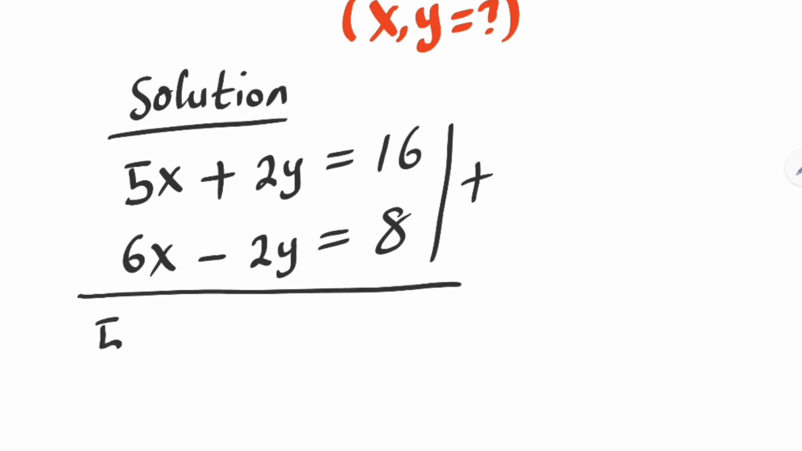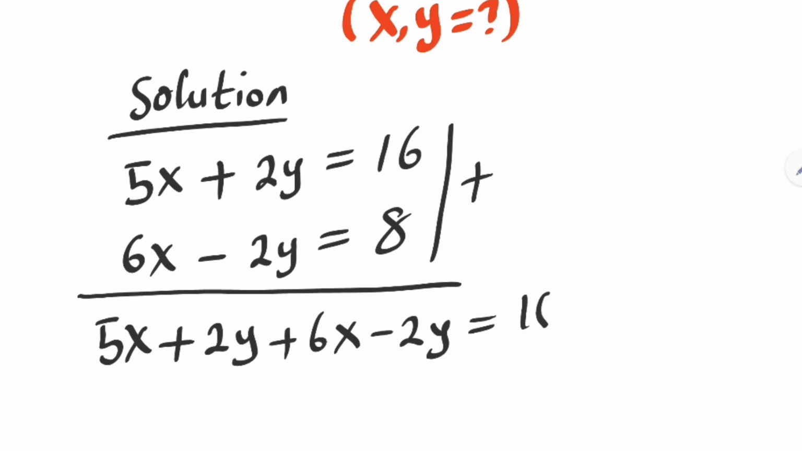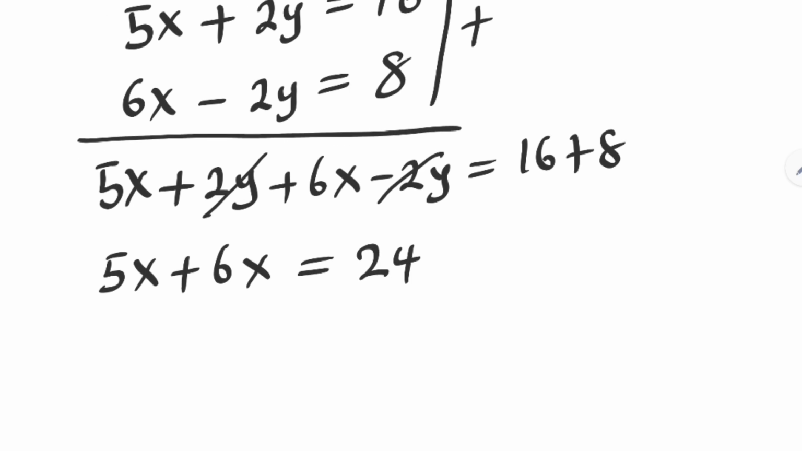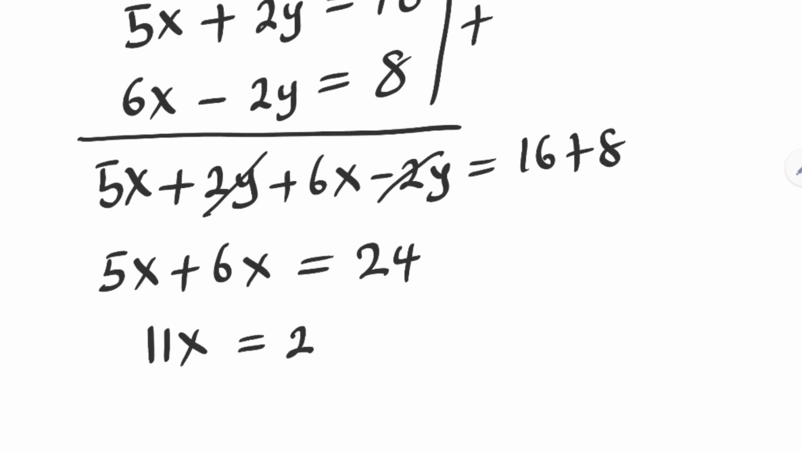Then we have 5x plus 2y plus 6x minus 2y is equal to 16 plus 8. Now this cancels this. We have 5x plus 6x is equal to 16 plus 8, that is 24. Now 5x plus 6x, this is 11x, is equal to 24.